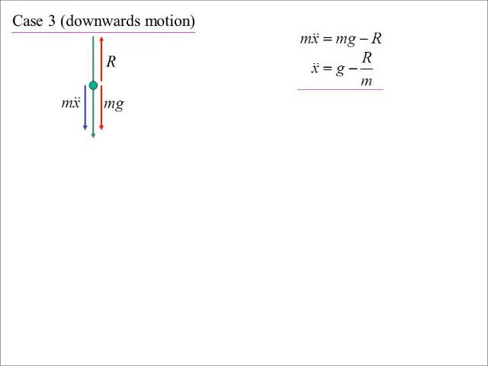Now in downwards velocity, we have a term called terminal velocity. It's basically when all the forces are in balance. So if all the forces are in balance, that means acceleration is equal to zero. So that's how you find terminal velocity: when acceleration is equal to zero.